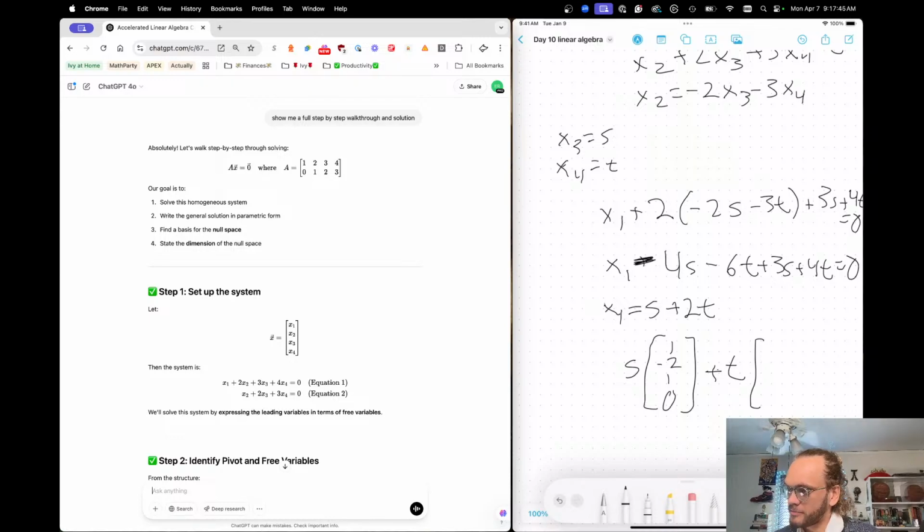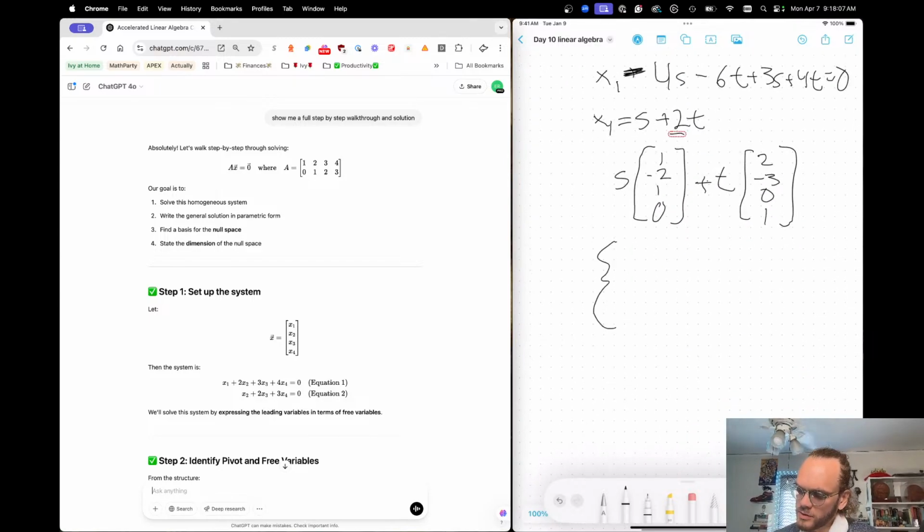I hope I'm doing this right. So t is going to have 2 for x1. That's 2t. For x2, it's -3. Yeah. For x3, it's 0. For x4, it's 1. So I think that this is the basis for the null space.